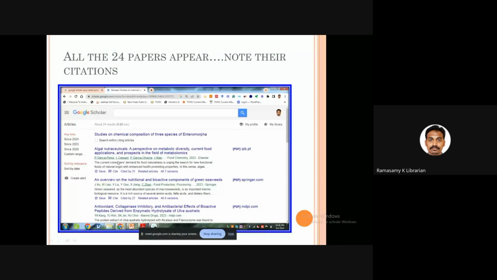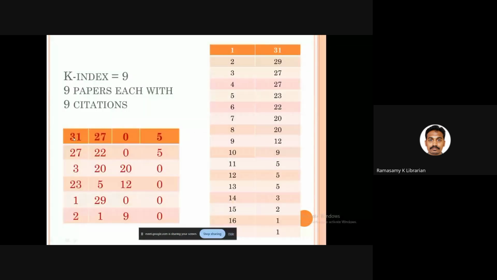First paper has got 31 citations. Second paper, 27 citations. This way the list goes. Now, I am taking a list of this calculation. First paper, see, very simple. I am calculating K index for an individual research paper written by one author. That particular research paper has got 24 citations. I clicked it. All the 24 papers appear. Now I am checking what is the number of citations received by each and every one of these 24 papers.